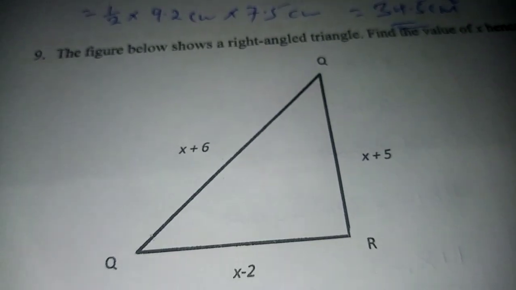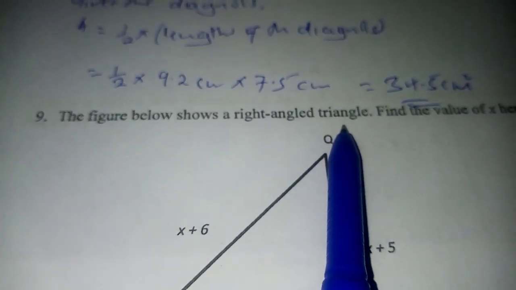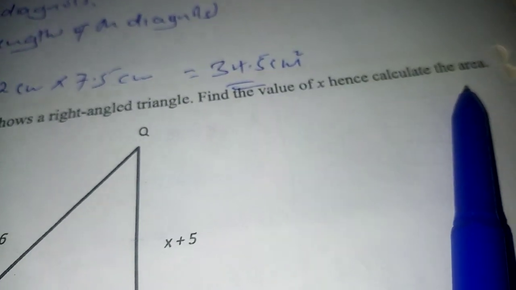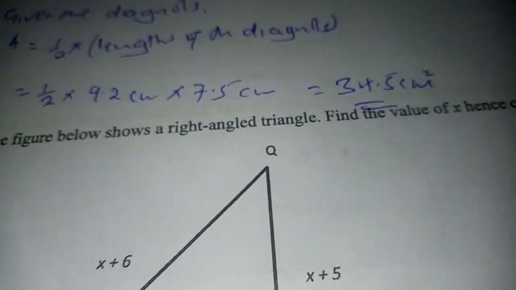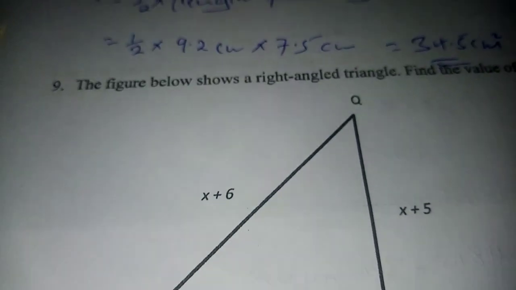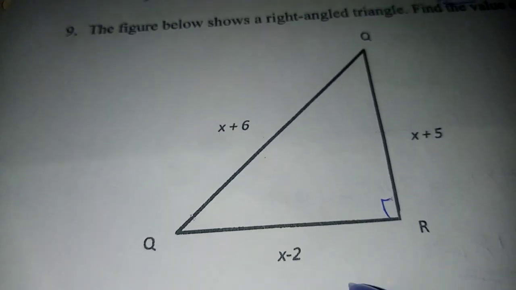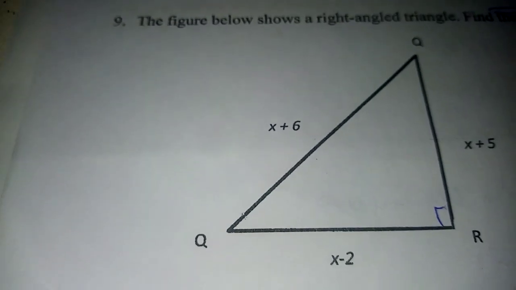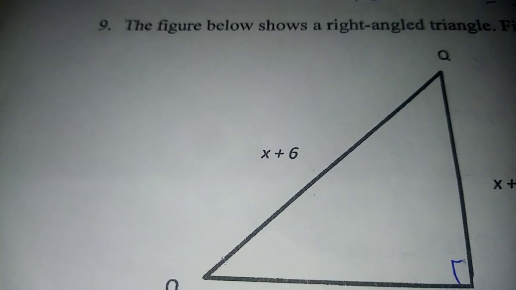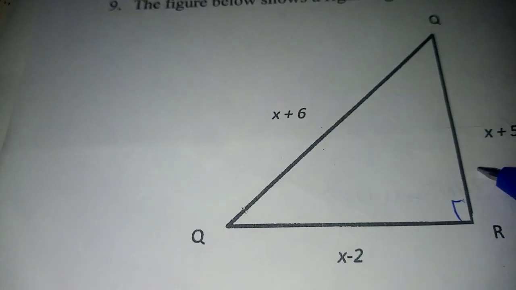Number 9, the figure below shows a right-angled triangle. Find the value of x, hence calculate the area. So this is a right-angled triangle. Now we know the Pythagoras theorem. We know that c squared equals a squared plus b squared. So let's have this as c, this is a, this is b.